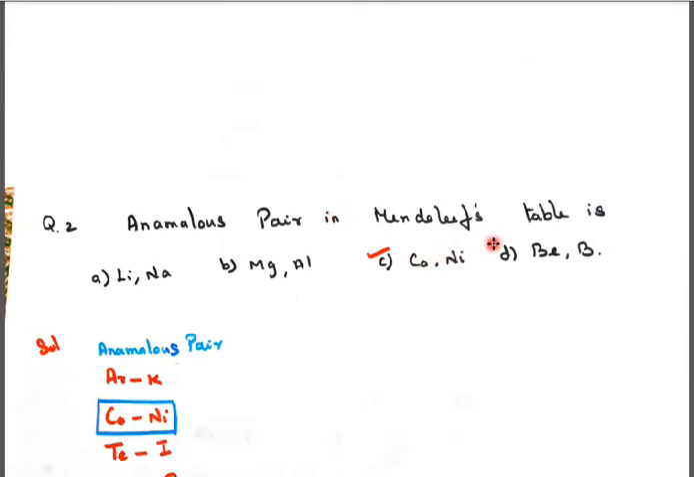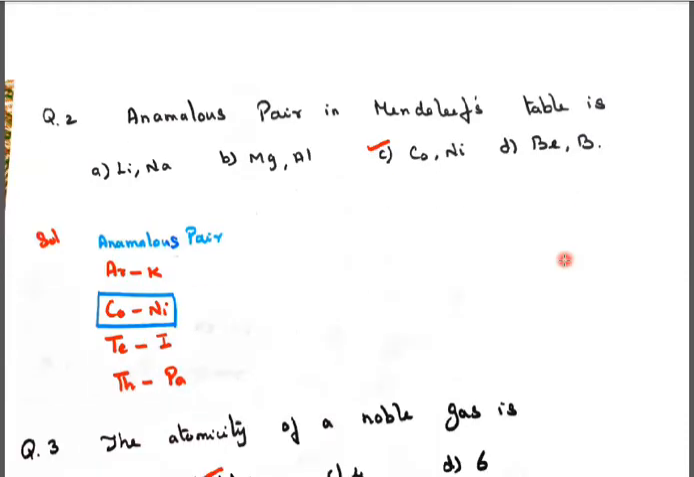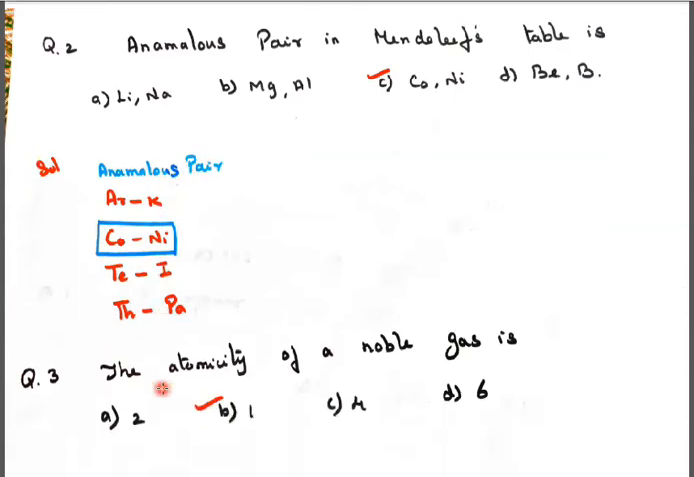Anomalous pair of Mendeleev's table: lithium and sodium, magnesium and aluminium, cobalt and nickel, beryllium and boron. What is an anomalous pair? Anomalous means different characters. Mendeleev proposed argon and potassium, cobalt and nickel, tellurium and iodine, thorium and protactinium. These are the anomalous pairs found by Mendeleev. One of the pairs, cobalt and nickel, is given in this option. So learn these four pairs by heart.